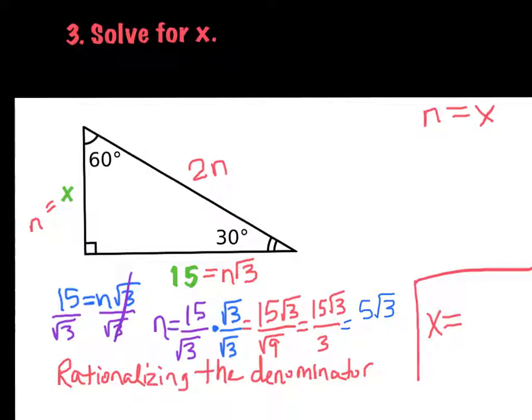So that is what n equals. So I'm going to take that and plug it in here for n. So 5 root 3 is what n equals. So I can go ahead and say that that is what x equals also. So x equals 5 times the square root of 3.